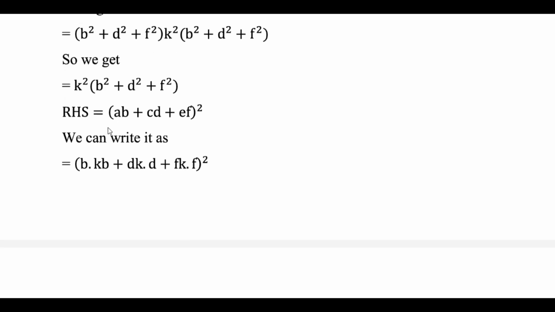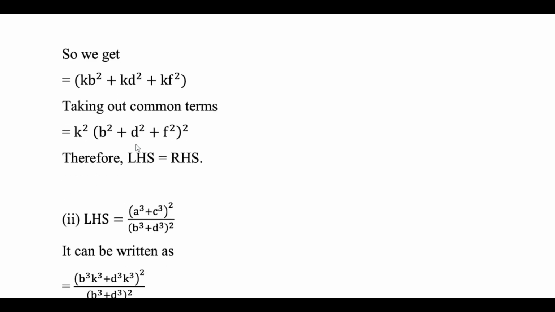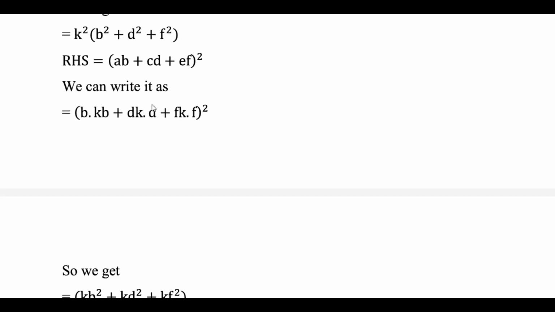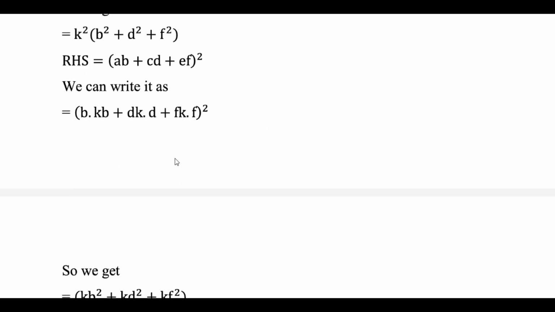Come to the right hand side, that is (ab + cd + ef)². See, initially a = bk, c = dk, e = fk. So we are substituting the values of a, c and e: in place of a we will write bk, in place of c we put dk, and fk for e, just like this.